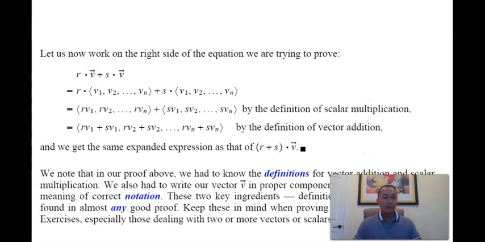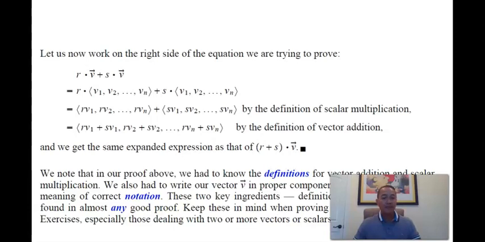So now let's work on the right side of the equation. We want to compute r times v plus s times v. So again, we will replace v, and there are 2 of them, with the notation v1, v2 through vn. So now we perform the scalar multiplication. So r times v is rv1, rv2 through rvn, and s times v is sv1, sv2 through svn.